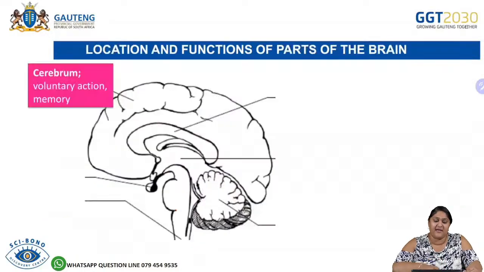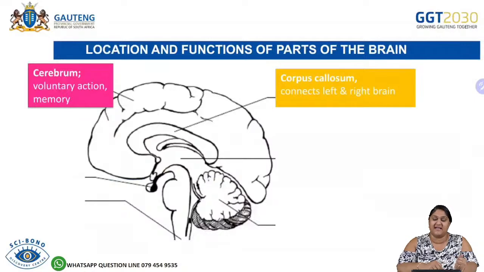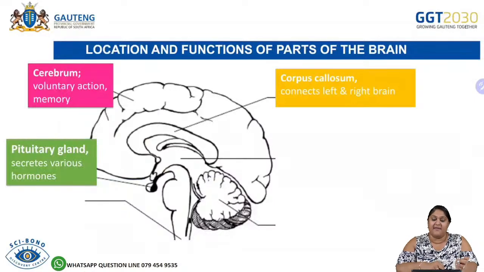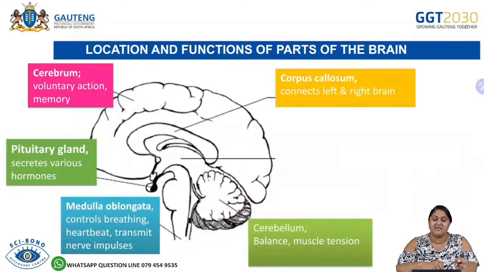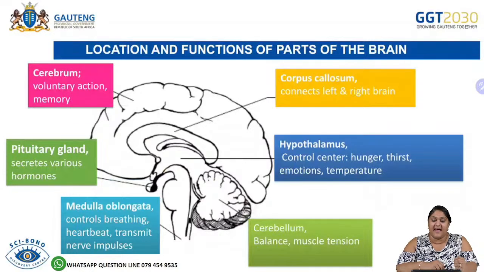Right, the different parts of the brain, what do you need to know? You need to know the cerebrum, that's involved in voluntary action and memory, the corpus callosum, which connects the left and the right brain, the pituitary gland, which secretes various hormones, the medulla oblongata, which controls breathing, heartbeat, transmitting nerve impulses, the cerebellum, balance and muscle tension, and the hypothalamus, the control center for hunger, thirst, emotions, and temperature. Okay, so these are the main ones that you need to know, and you need to know the functions. They can also ask you application questions on this, so go through some past papers so that you can see what it is that they can ask you.